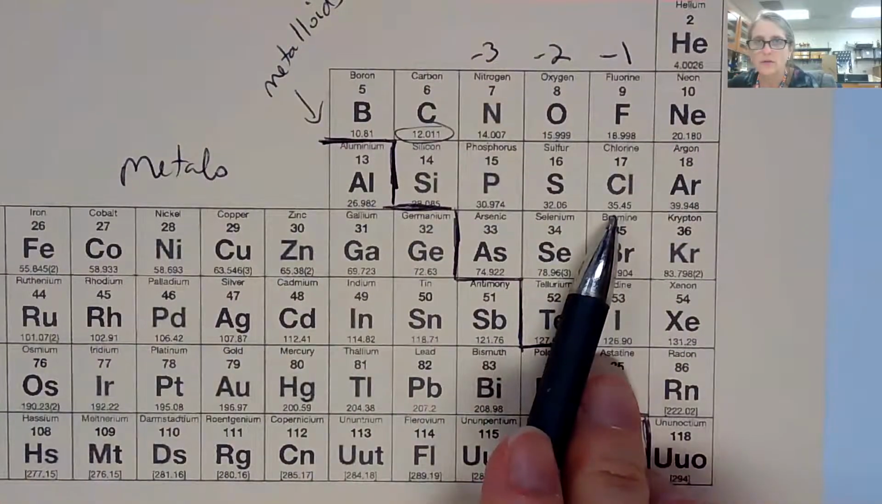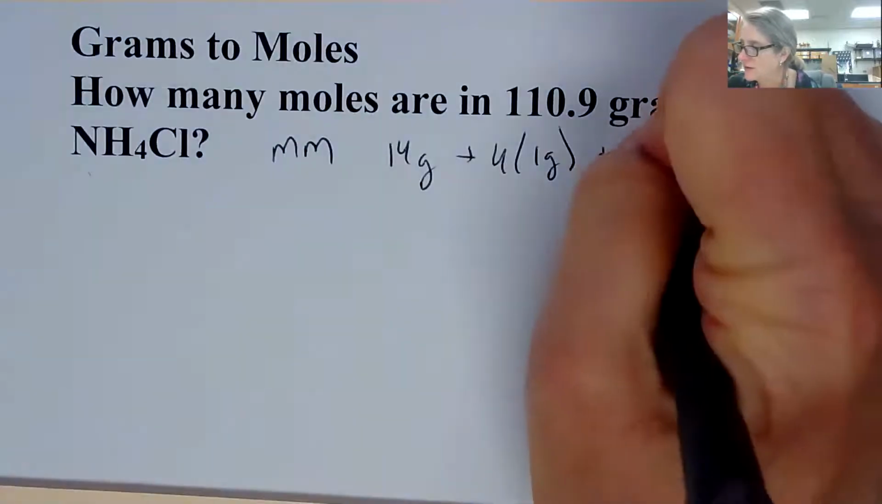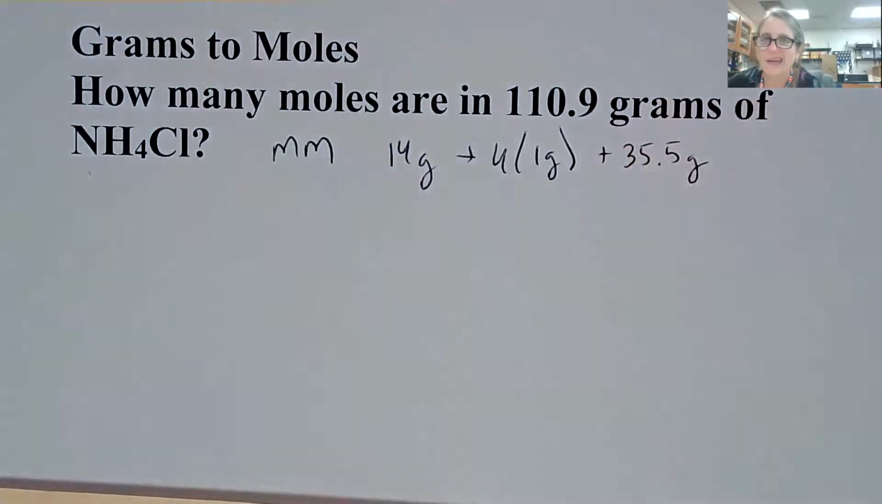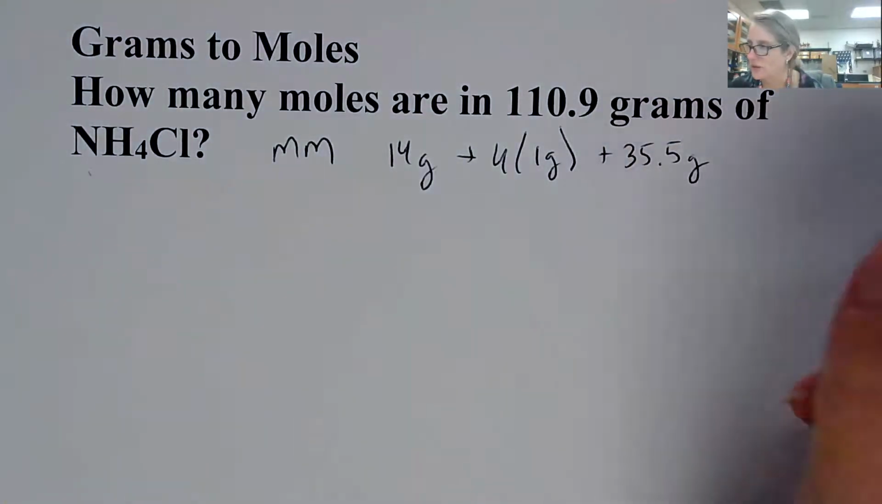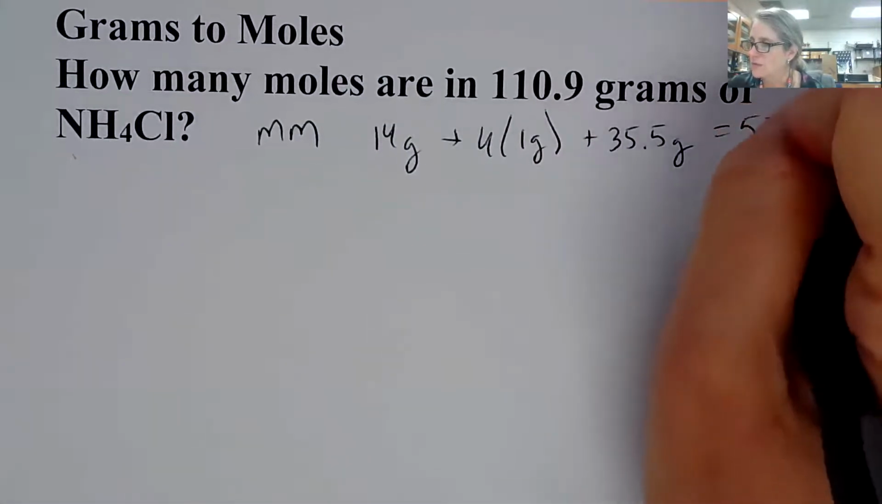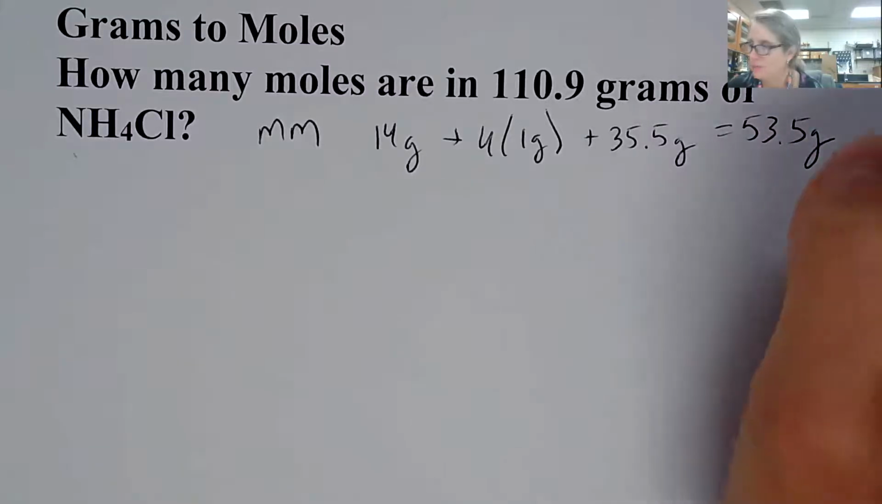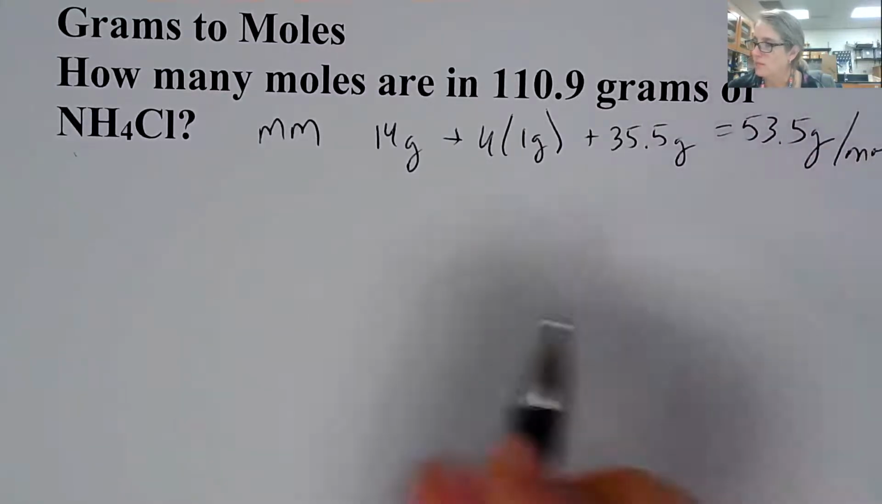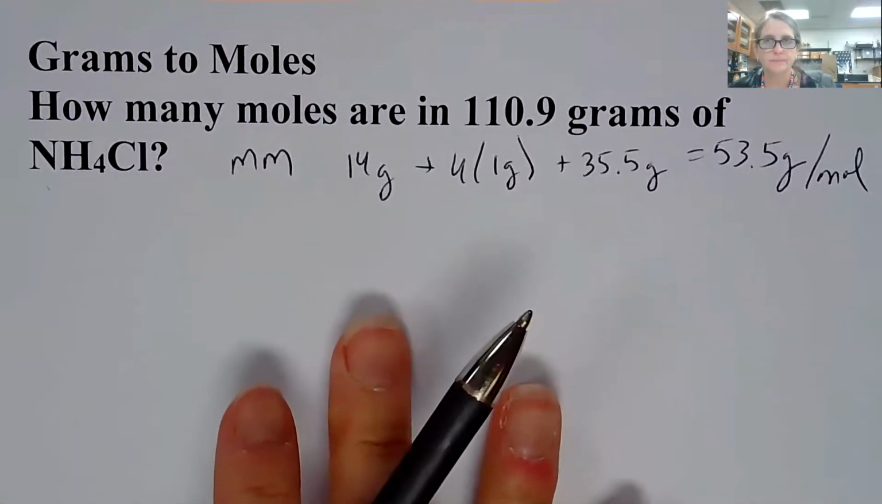We're going to round it to 35.5, just so you agree with my answer keys. If you take it out more, that's okay, but it's just not going to agree with my answer sometimes. So you get 53.5 grams per mole for ammonium chloride.